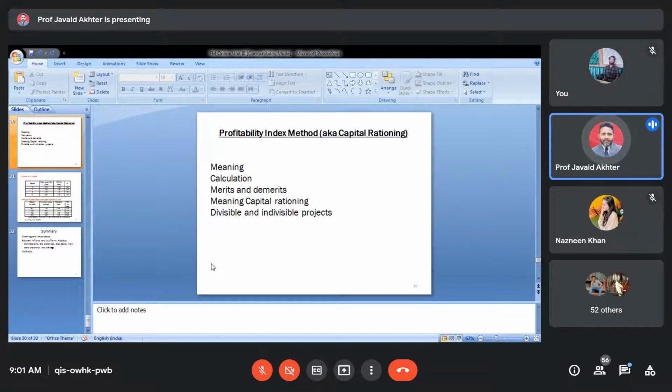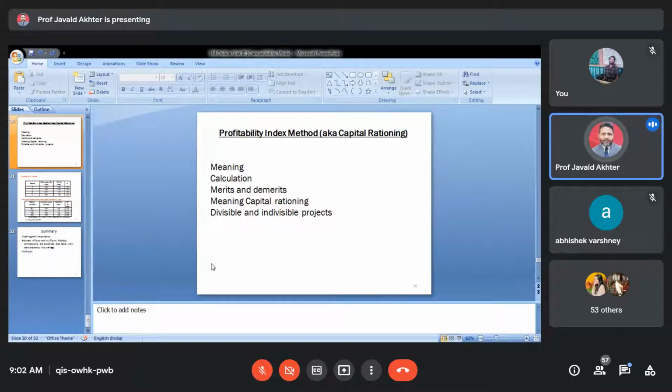Then divisible and indivisible project. If the projects are divisible, then naturally you can take part and utilize the entire money. If the projects are indivisible, they cannot be divided or part cannot be taken, then you can compromise for a project having slightly lesser profitability index so that the entire funds which you have raised can be utilized. This is what the meaning of profitability index and associated concepts were.